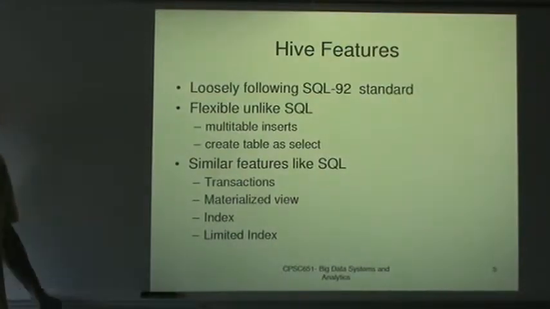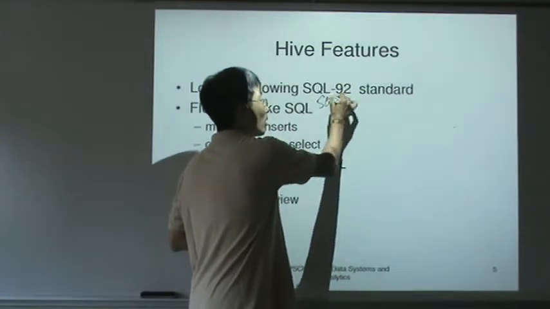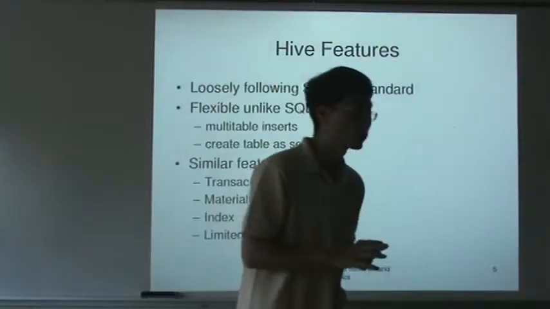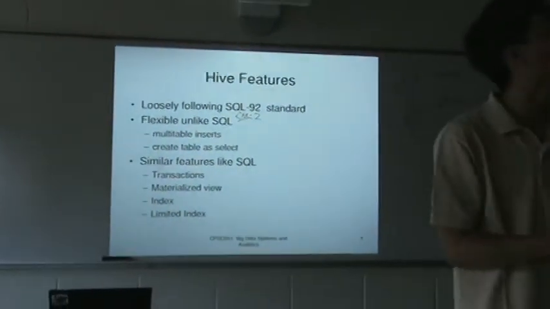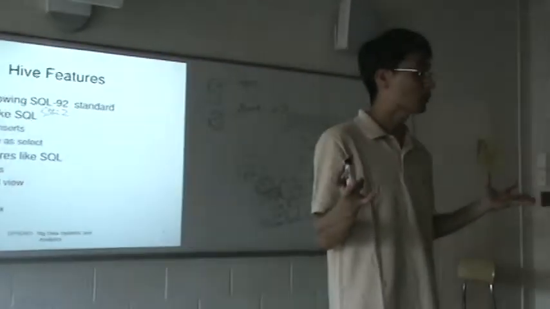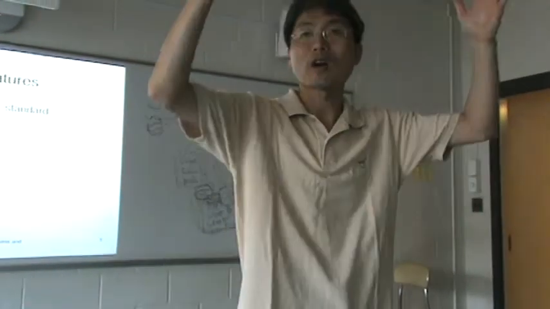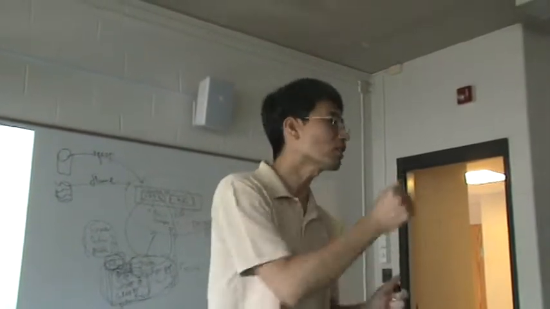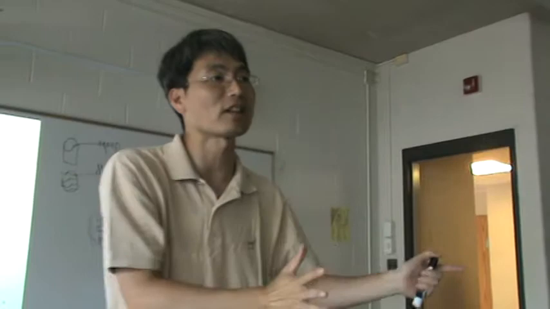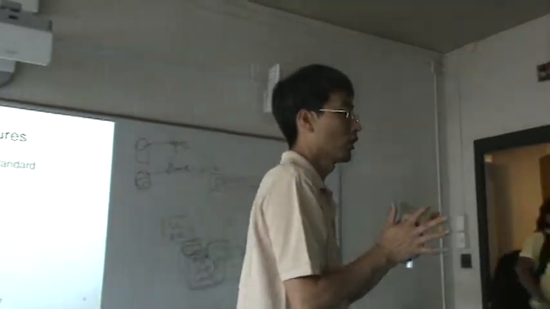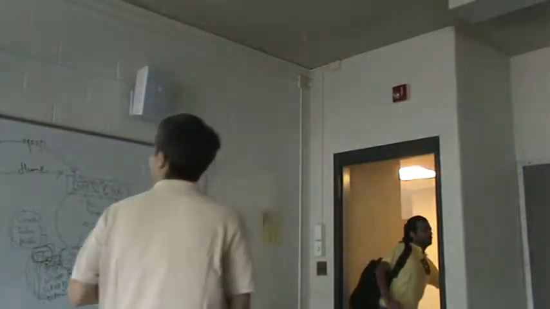So Hive follows SQL 92. In other words, it's SQL 2. As you learned in the advanced database course, there is a standard. That is one of the reasons why SQL is powerful, because it follows the standard. No matter what DBMS system you use, it follows the same syntax. Slightly different, even though they basically support the standard. In addition to that standard, each system has its own features. But mainly all your programs are based on such a standard.